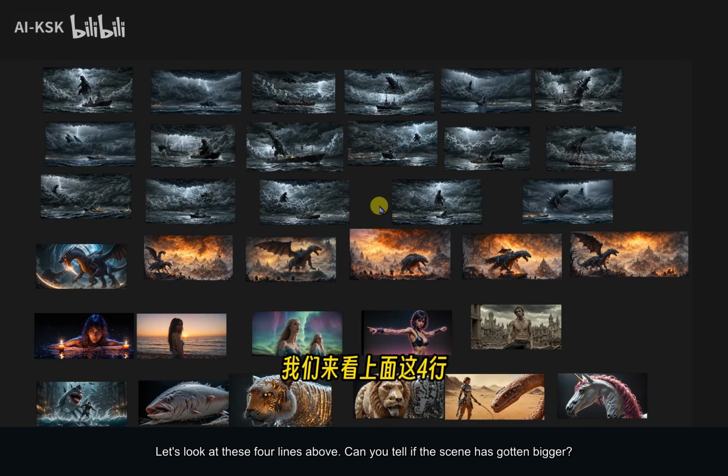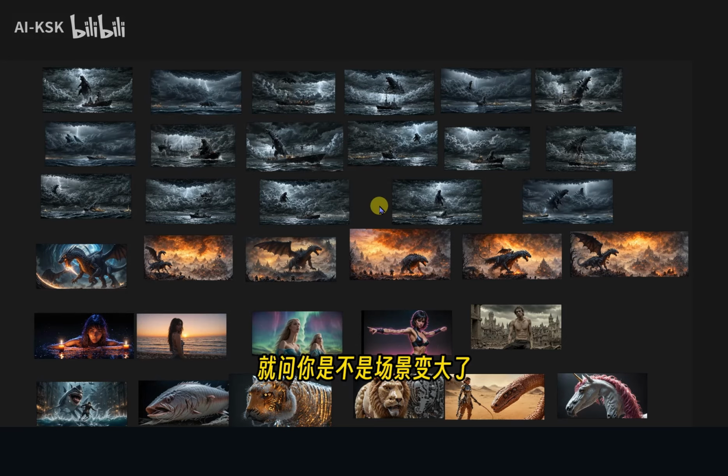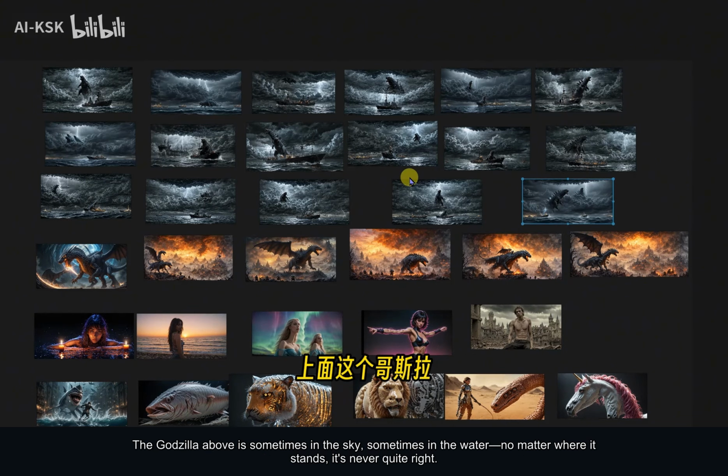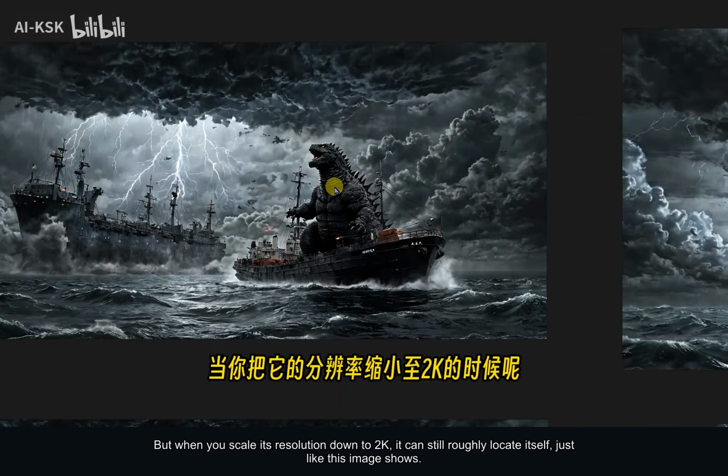Let's look at these 4 lines above. Can you tell if the scene has gotten bigger? The scene has indeed become larger, and at first glance, it seems fine, but upon closer inspection, there are many issues to address. The Godzilla above is sometimes in the sky, sometimes in the water. No matter where it stands, it's never quite right. But when you scale its resolution down to 2K, it can still roughly locate itself, just like this image shows.